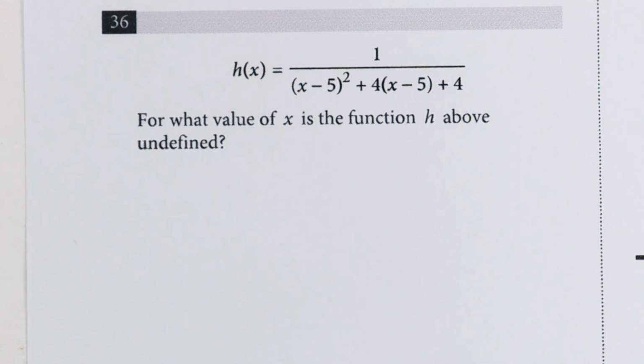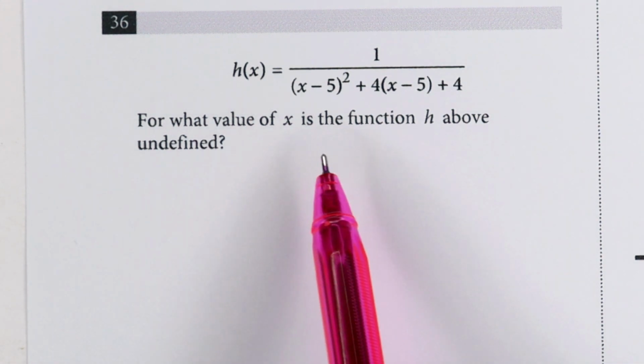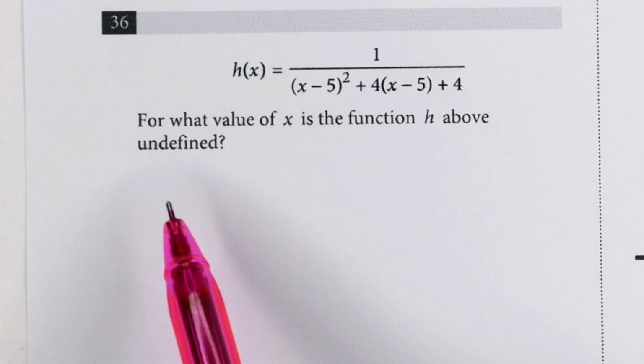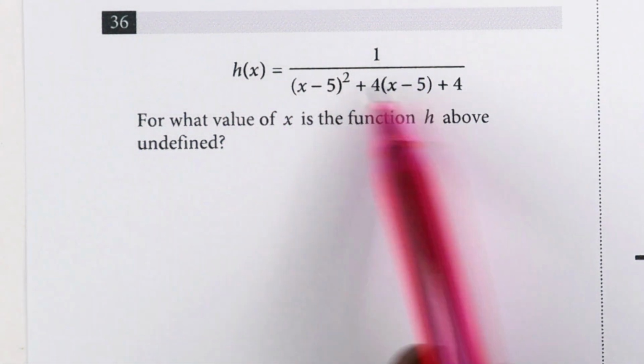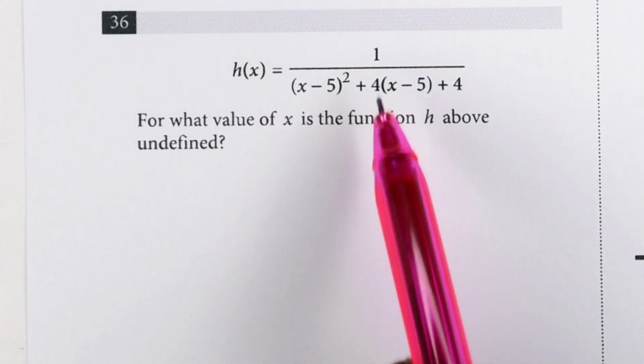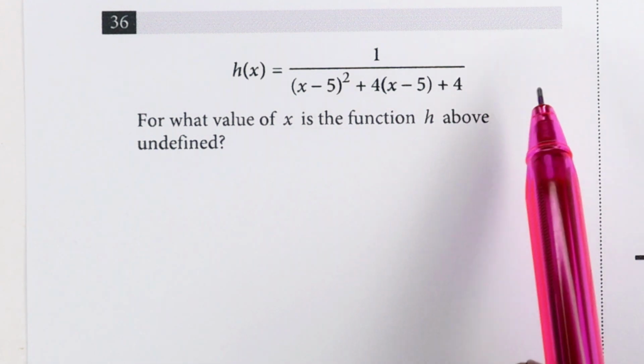Let us look at this interesting SAT equation. So you have, for what value of x is the function h above undefined? So we have the function h of x is equal to 1 over (x minus 5) squared plus 4 times (x minus 5) plus 4.